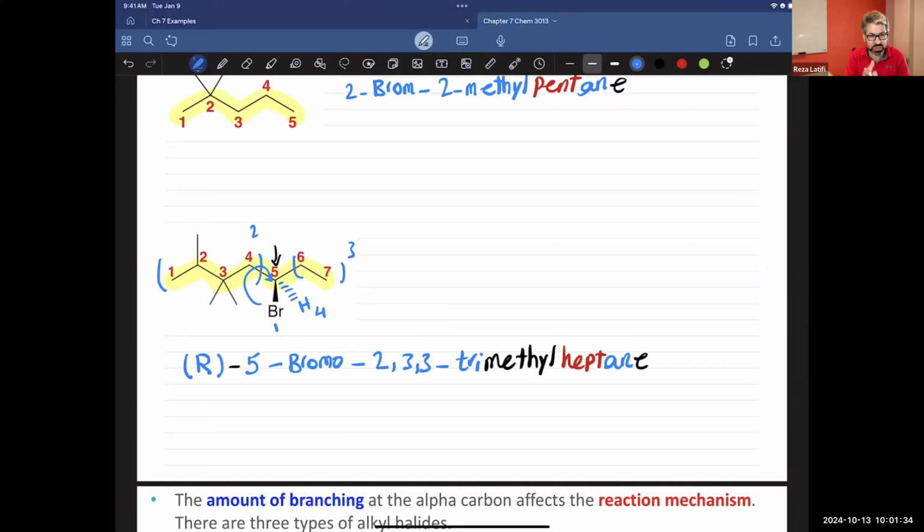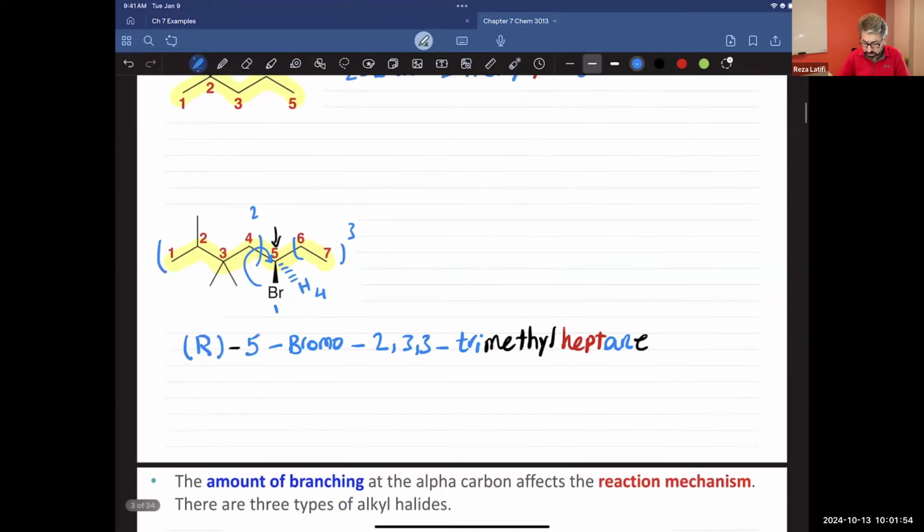And where is the stereocenter? It is on carbon number 5. Because I have only one, there's no need to say where exactly the stereocenter is. The assumption is that you, as a chemist or somebody studying organic chemistry, know how to locate the stereocenter. But if you have 2 or more, you have to show their positions.